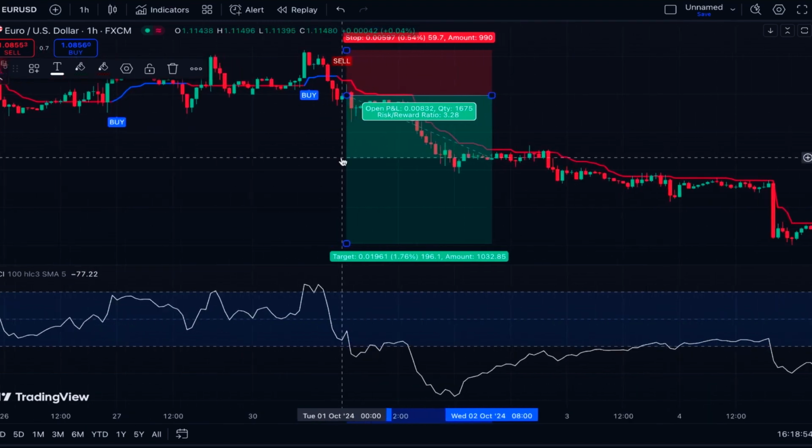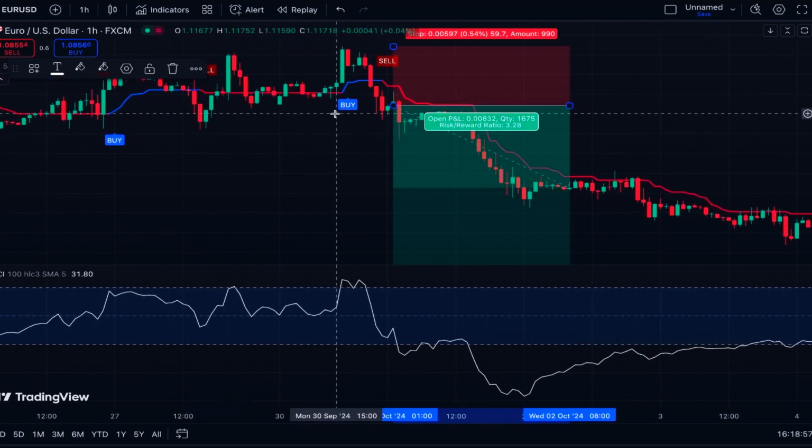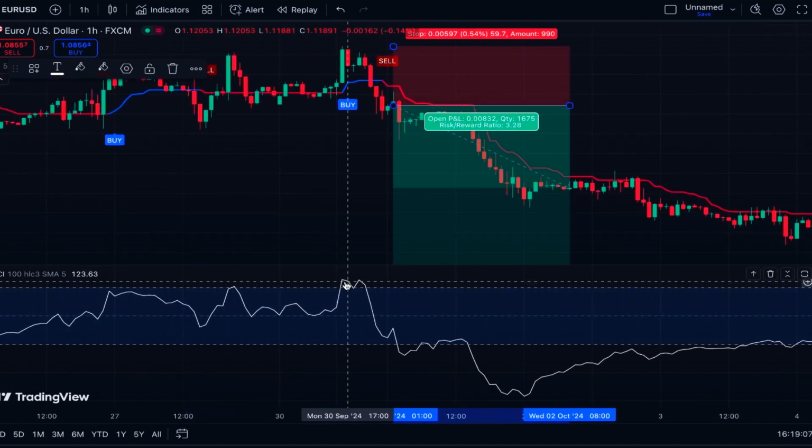Alright, and when we have a buy signal like here with this one, in the CCI, the CCI line should be between 0 and 100. In other words, the line should not be in overbought condition, and also the amount of CCI should be more than the previous period.